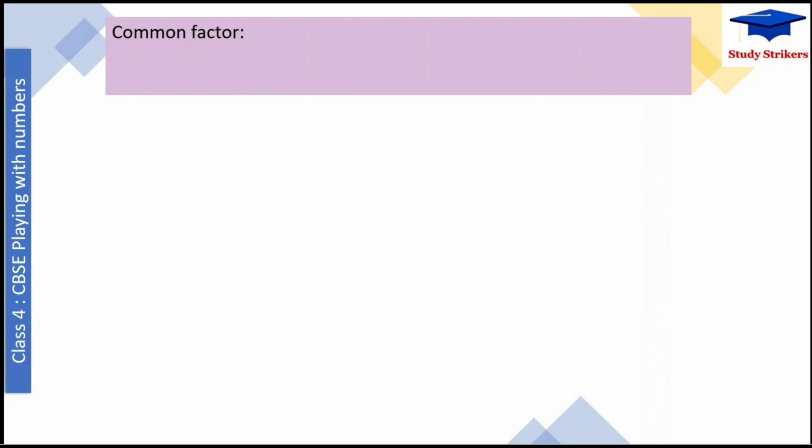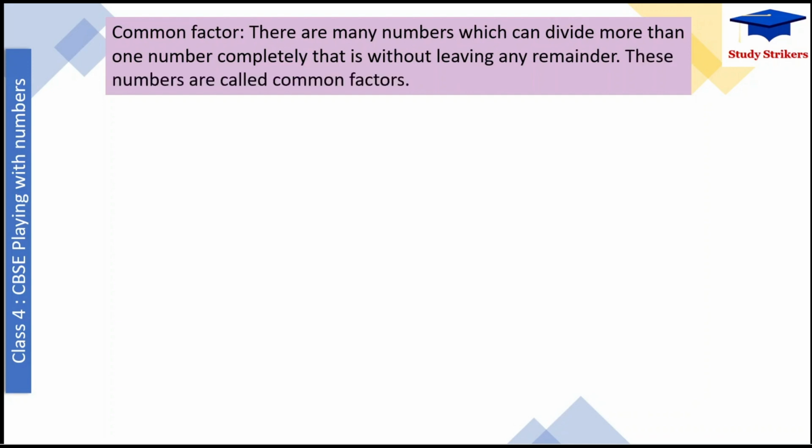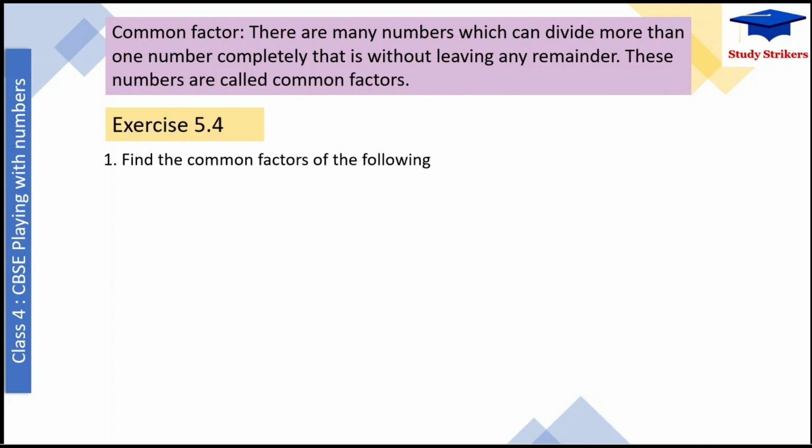So we will start now with common factors. There are many numbers which can divide more than one number completely, that is, without leaving any remainder. These numbers are called common factors. Just like common multiples, we have common factors as well. So let's see, our next exercise is depending upon common factors.